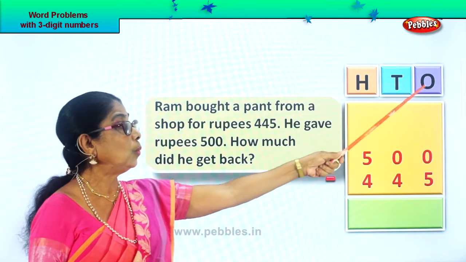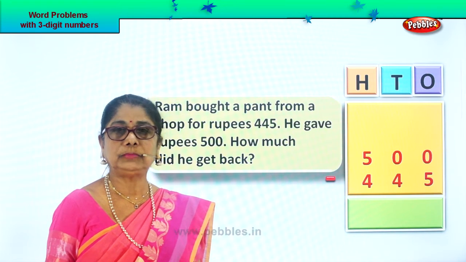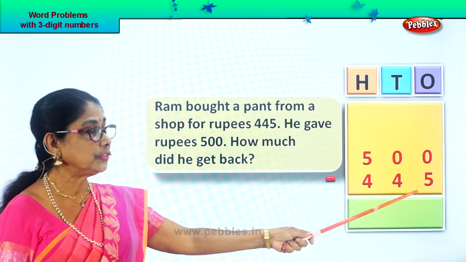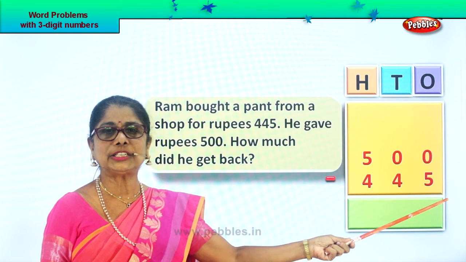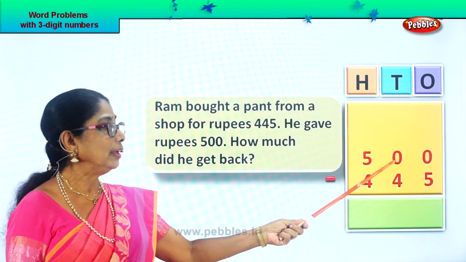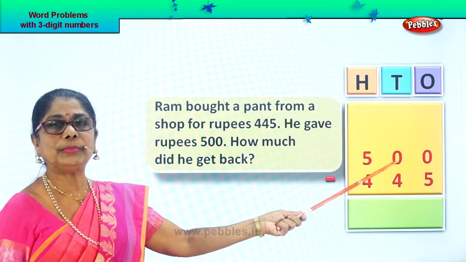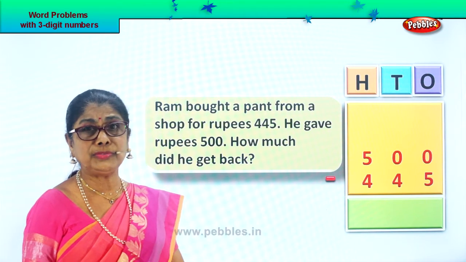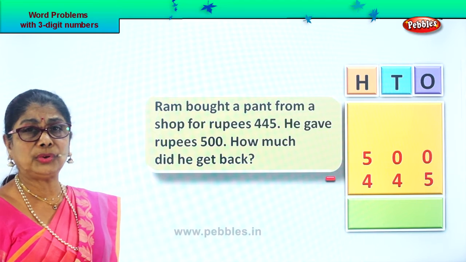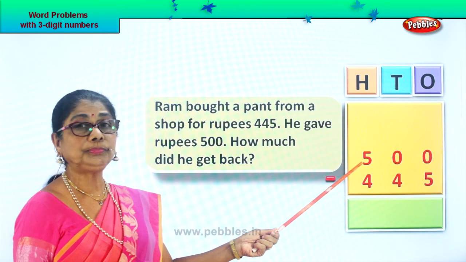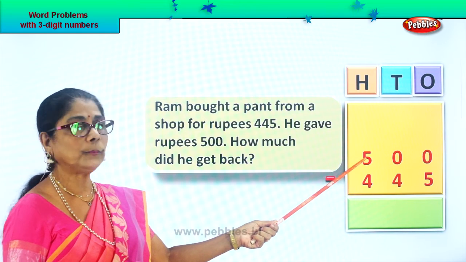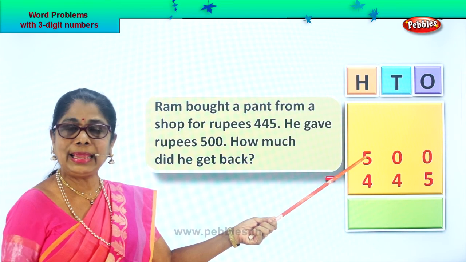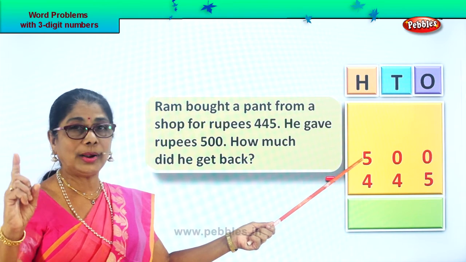Let's go to the ones place. 0 minus 5. You can't do that. So you're going to borrow from the tens place. But in the tens place, we have nothing. Again, 0. So we go back to the hundreds place. From 4, we take 100. From 5, we take 100.